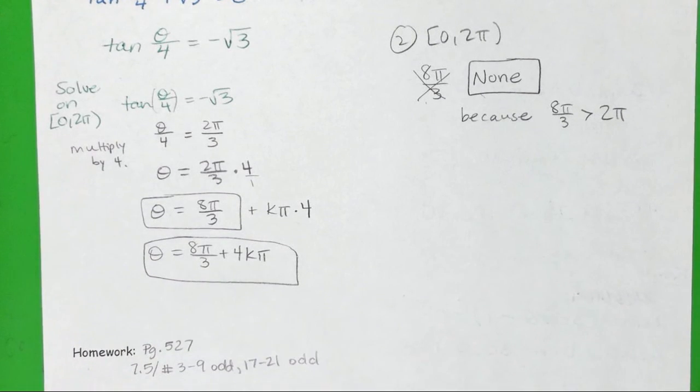Okay, and then your homework is at the bottom there. So what's the least number? What? No, that's like 9. 3, 5, 7, 9.